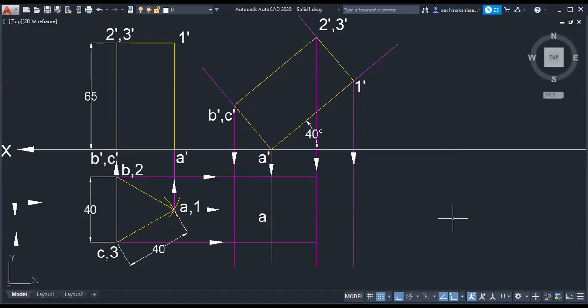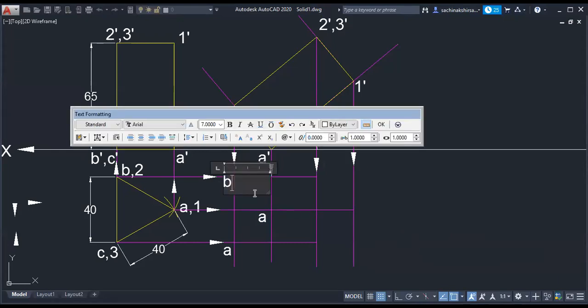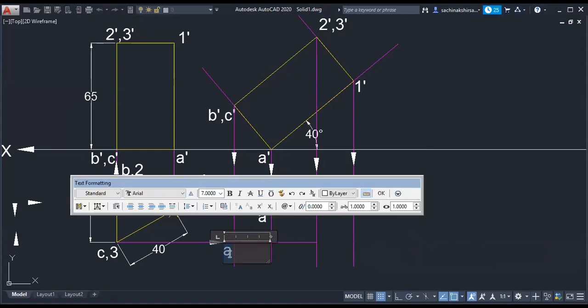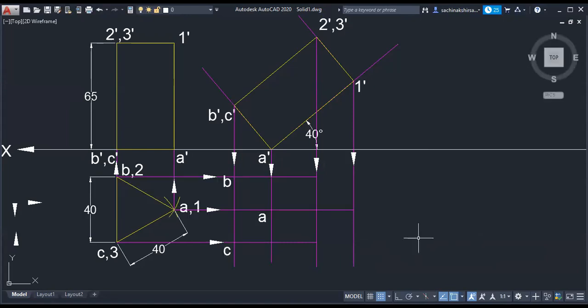point A, then point B, and point C. So likewise, lines will come. So here there will be point B, here there will be point C. A, B, C. Okay. Next, have you located points A, B, C? Yes, sir. Carefully, you have to say. Next one is 1, 2, 3.